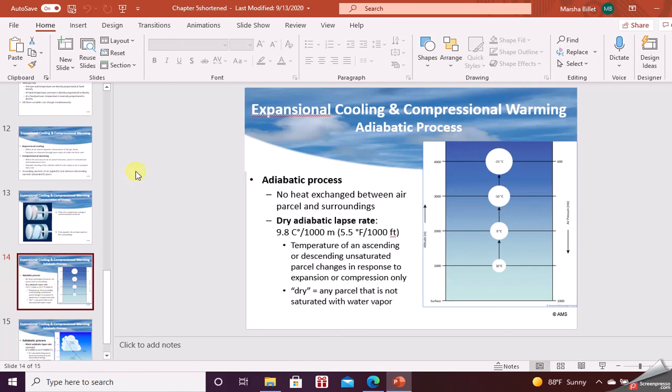All right, so if you know that the air temperature and the pressure are changing, you can actually calculate something called the dry adiabatic lapse rate. And all this is, if the air is dry, this is how much the air will cool.